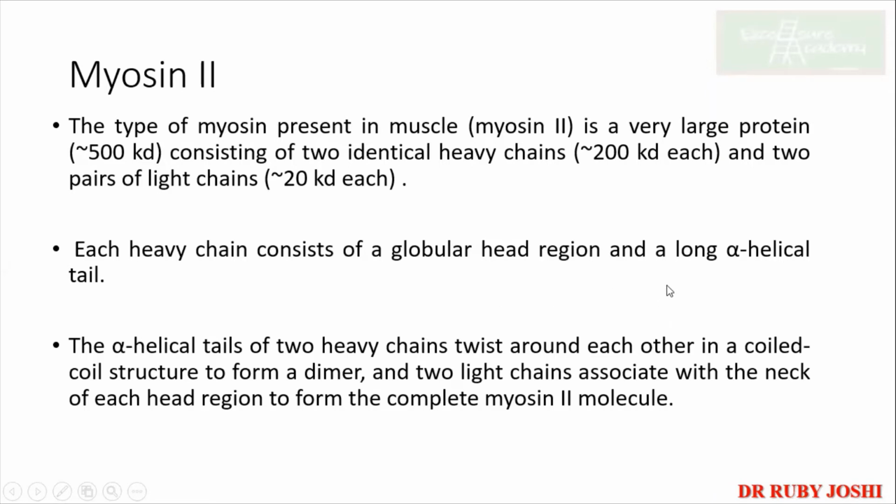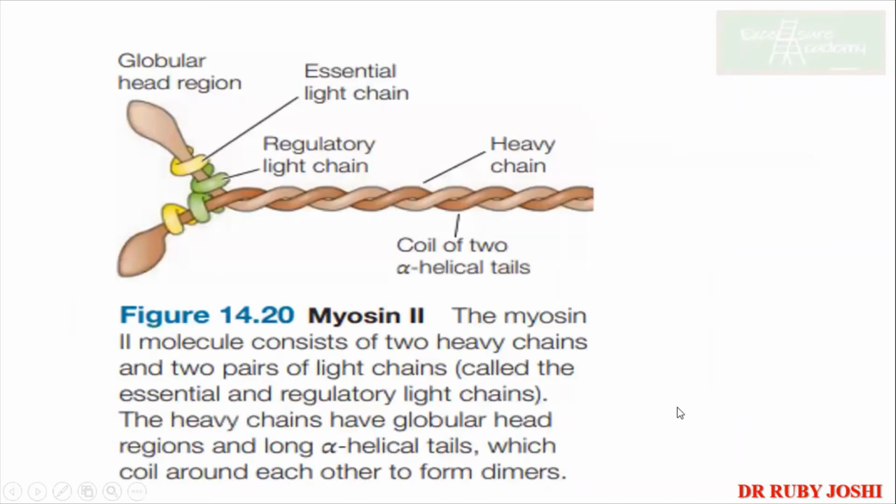Head region and the tail region. The head region binds to the actin filaments. Okay. Now the alpha helical tails of the 2 heavy chains twist around each other in a coiled structure to form a dimer. And the 2 light chains associate with the neck of each head region to form the complete myosin 2 molecule. Like this is how. So you have these head regions, and these are the coils of the 2 alpha helical tails. So these are the globular head regions which make interactions with the actin filament.